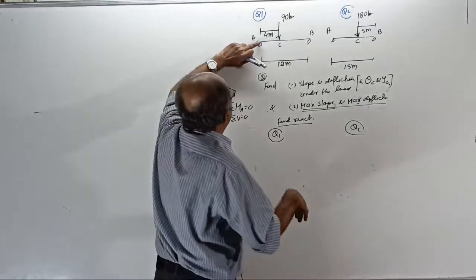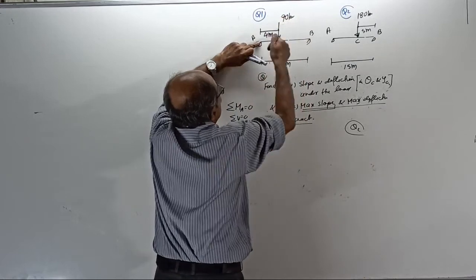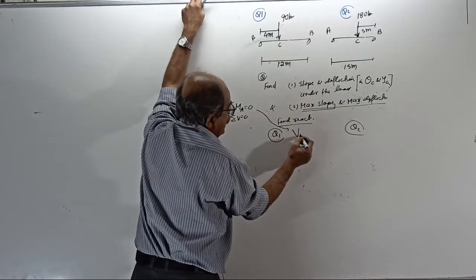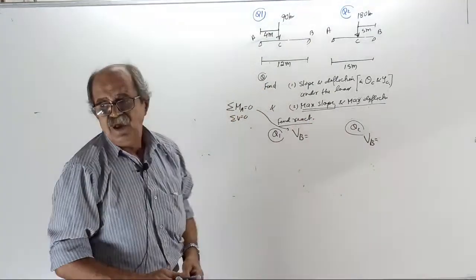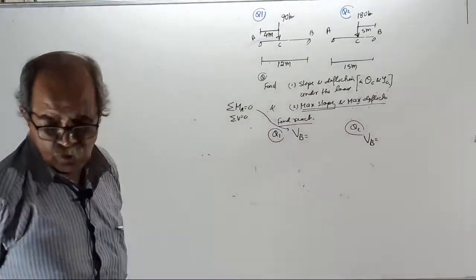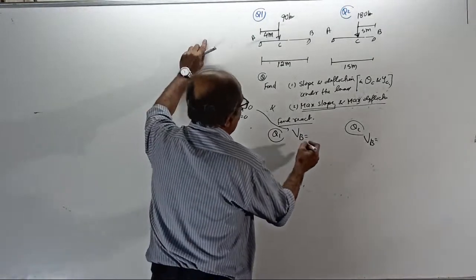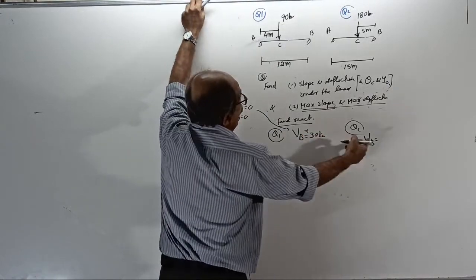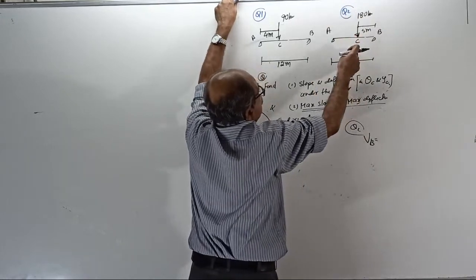Tell the answer. If I take moment here, minus VB into 12 plus 90 into 4 equal to 0. So when you make sigma M equal to 0, you will get VB. First question VB: 90 into 4 divided by 12, VB equal to 30 kilonewton. Second question, minus VB into 15 plus 180 into 10 equal to 0.